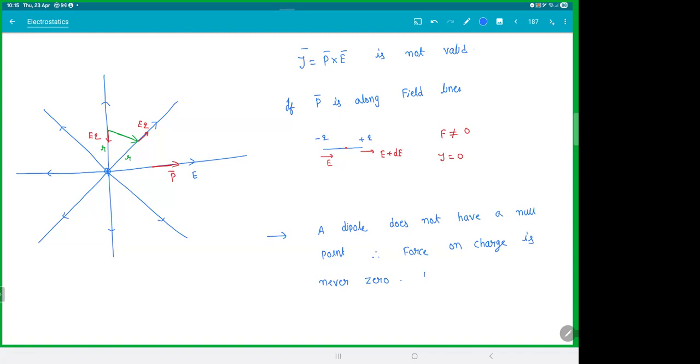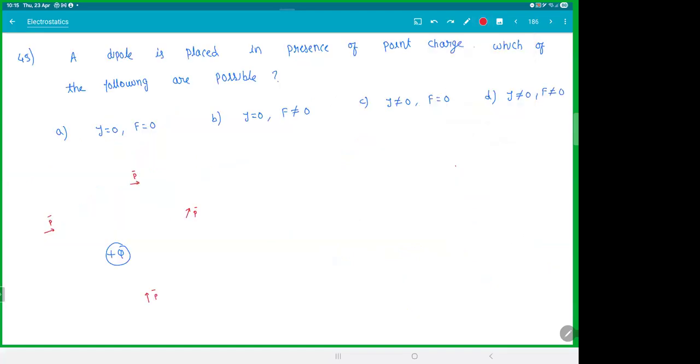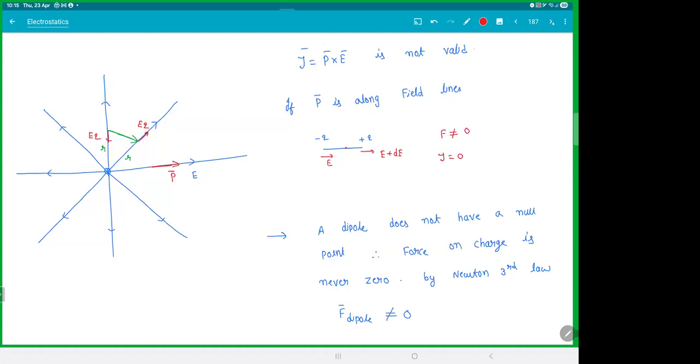And by Newton's third law, if the force on the charge is not zero, then the force on the dipole is not zero. That's how you can argue and finish off much better. You get better clarity there. If the dipole cannot create a zero force on the charge, the charge cannot create a zero force on the dipole. The force on the dipole is also not zero. So the answer for this is you can have torque zero, but you cannot have force zero. So force zero options are wrong, B and D. Are you clear with this? So that's how you can figure it out there.